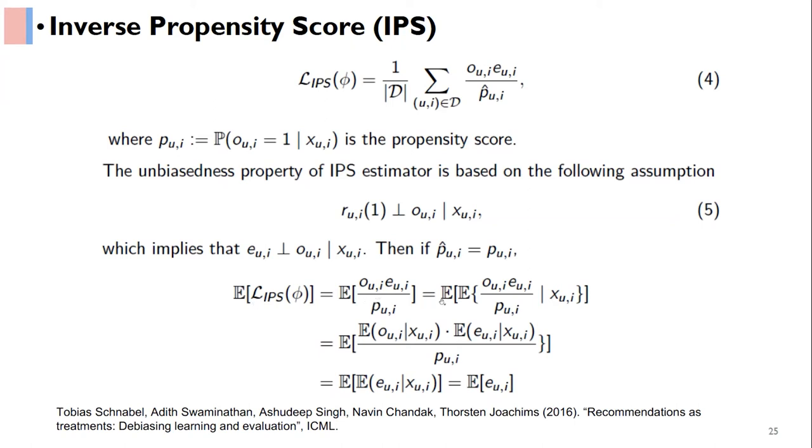The second equation follows by the law of iterated expectations. The third equation follows from the unconfoundedness assumption, and p_ui is a function of X_ui. So we can show that the IPS estimator is an unbiased estimator of the ideal loss function, if the estimation of the propensity score is accurate.